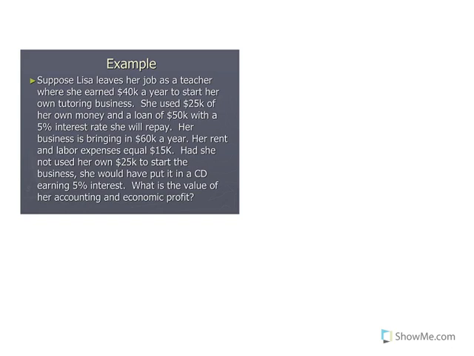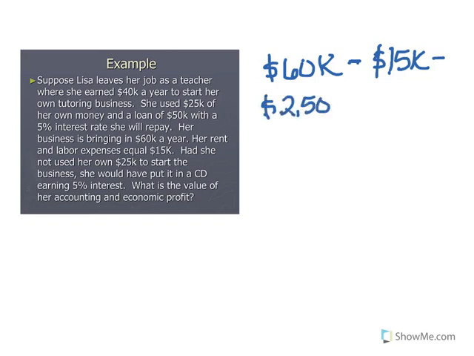So it said that her total revenue was $60,000. So subtract out any land and labor costs that she has. So it says that her land and labor costs were $15,000. So we subtract out the $15,000. And then subtract out any debt capital that she has. So it says that she took out a $50,000 small business loan with a 5% interest rate. So she's going to end up paying back $2,500 in interest.